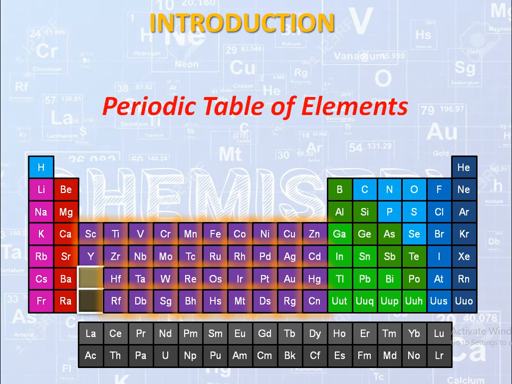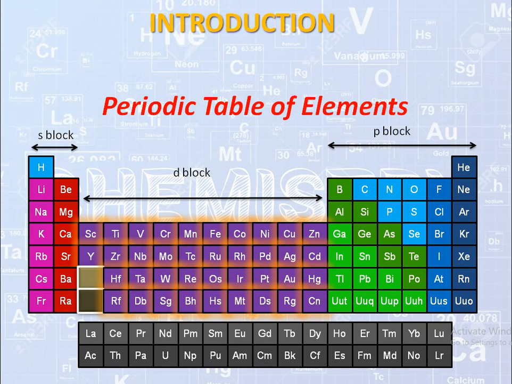2 groups on the left side are known as S block elements. 6 groups on the right hand side are known as P block elements. 10 groups which are present between S and P block elements are known as D block elements. 2 series at the bottom are called F block elements. So in this chapter we are going to discuss D and F block elements.